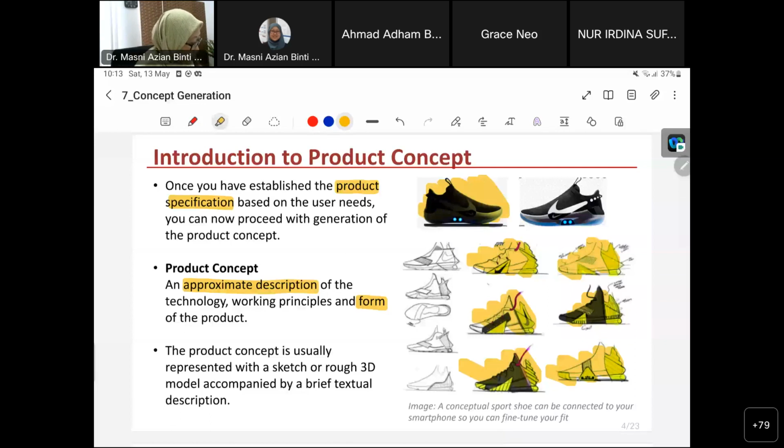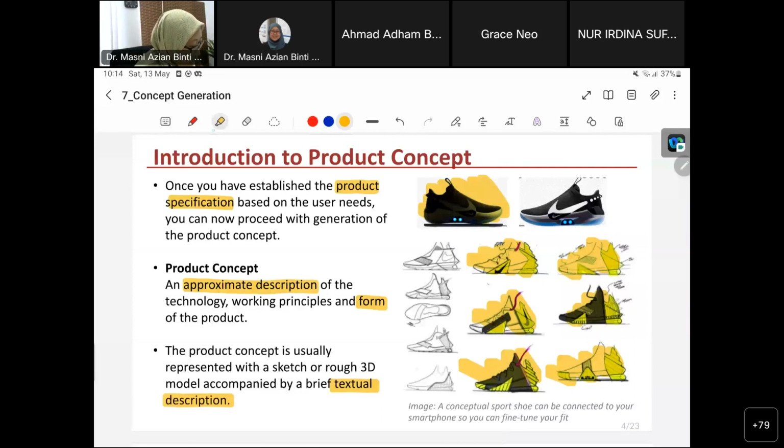Okay, so product concept usually we represent using sketches, kita draw dia, or if you have the competency to develop your 3D model, you can develop a rough 3D model, and for each of the models you provide some textual description.